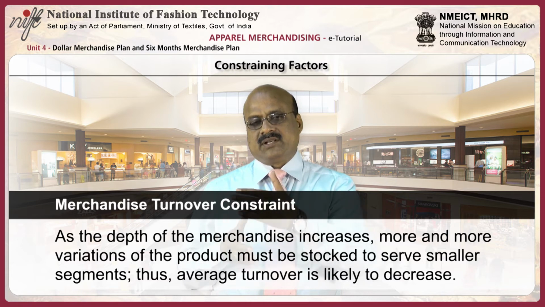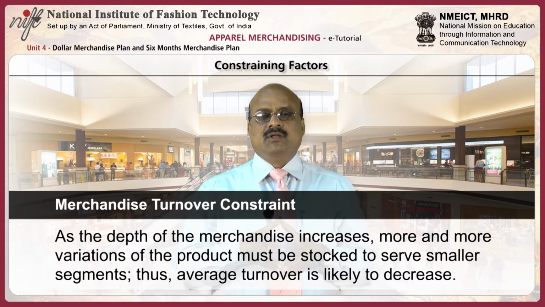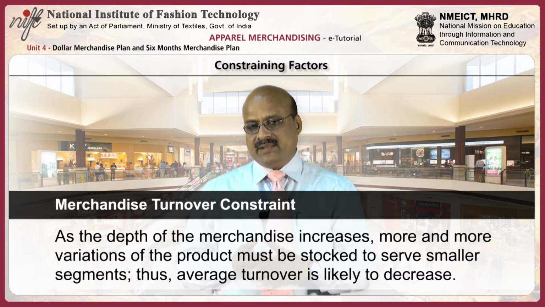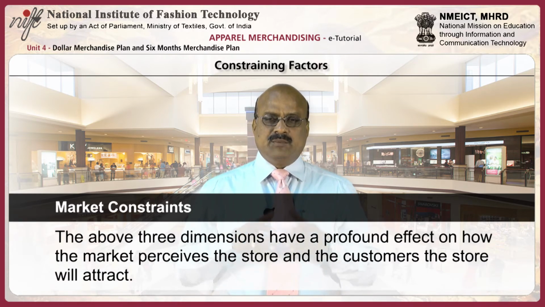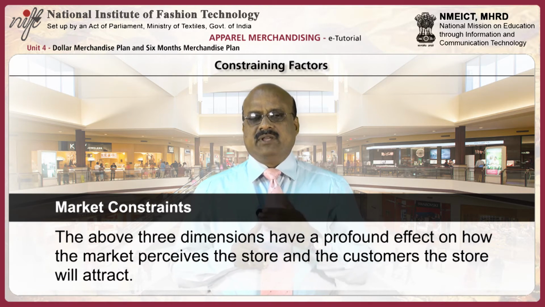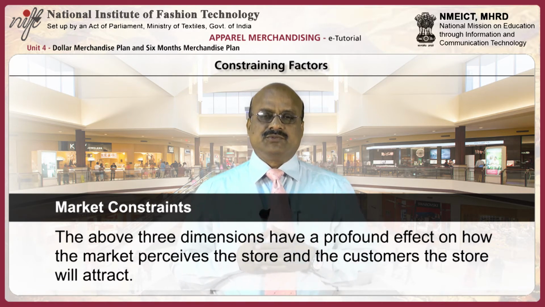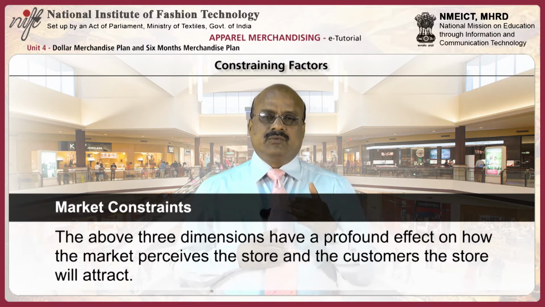Merchandise turnover constraint: as the depth of the merchandise increases, more and more variations of the product must be stocked to serve smaller segments. Thus, average turnover is likely to decrease. Market constraints: the above three dimensions have a profound effect on how the market perceives the store and the customers the store will attract.